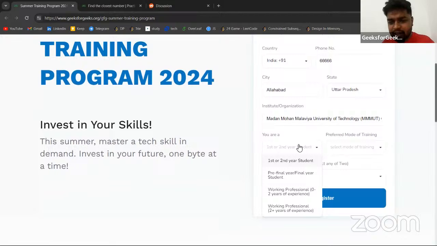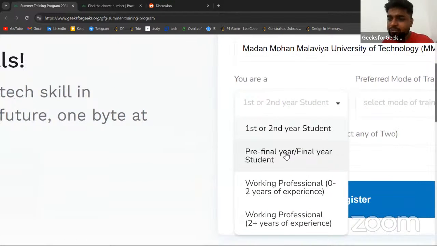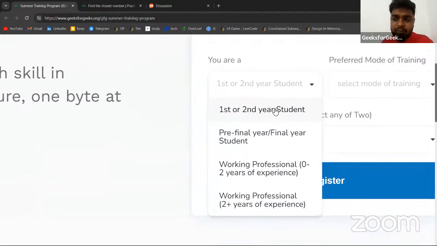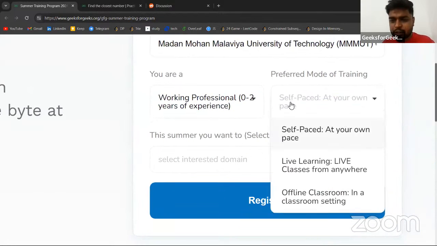Here you can select whether you're from first year or what. We have four categories basically: first year or second year student if you are a beginner, or third year or final year student. If you are about to enter the internship season or the placement season, you can select that option. For someone like me, a working professional with less than 2 years of experience, I'll select the third option. You can select the option as per your choice.